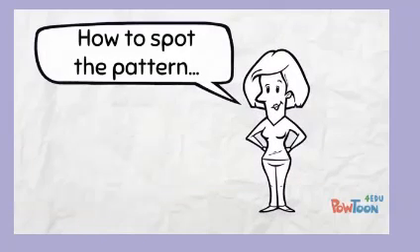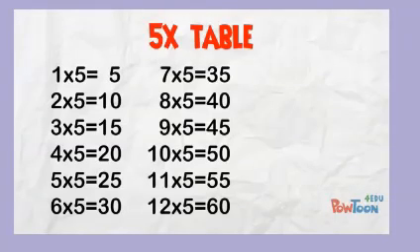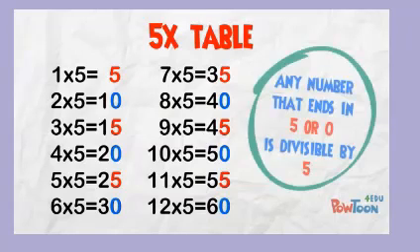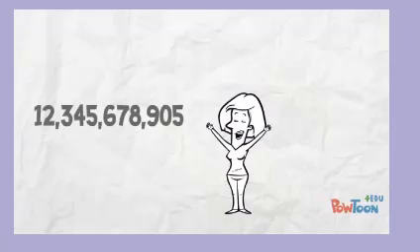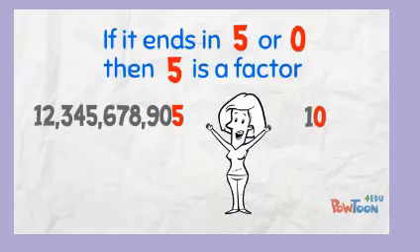If you think these numbers are divisible by 5, you're right. Here's how to spot the pattern. Look at the 5 times table. Every multiple of 5 ends in a 5 or a 0. Any number that ends in 5 or 0 can be evenly divided by 5, so 5 is a factor. And of course, it doesn't matter how big or small the numbers are. If it ends in 5 or 0, then 5 is a factor.